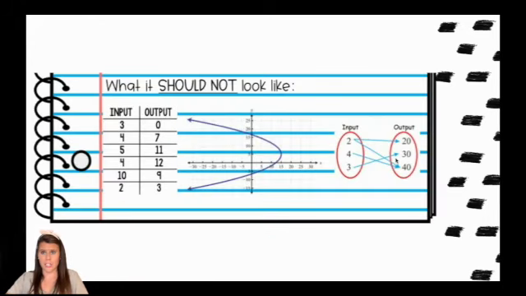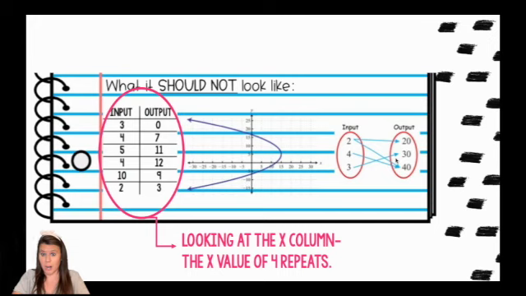I'm a person who needs to see, okay, so you tell me what it looks like. What should it not look like? And here, you'll look at your input-output table. If you look at the x column, I have 3, 4, 5, 4. I said the number 4 2 times. So automatically I can stop looking. I know that it's not a function because the x value repeats, okay?